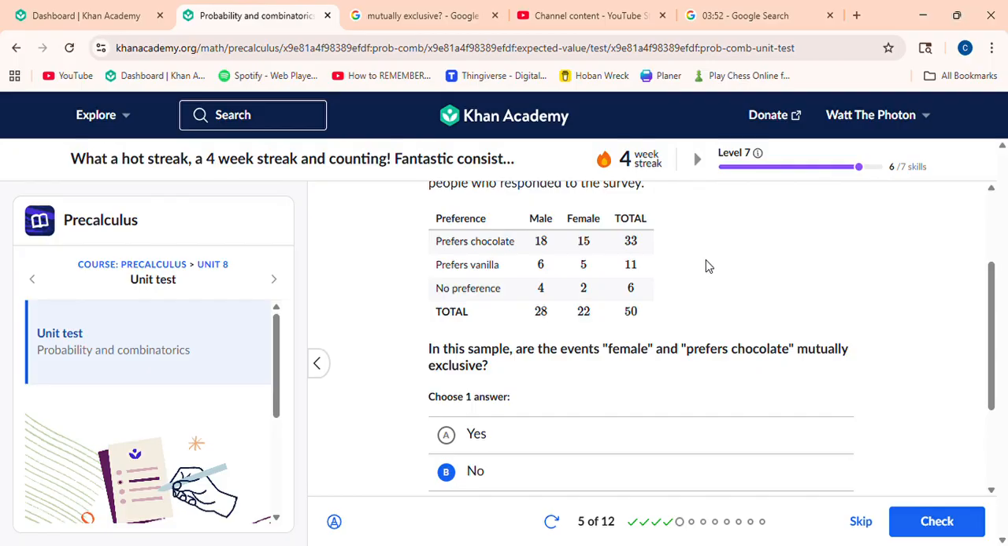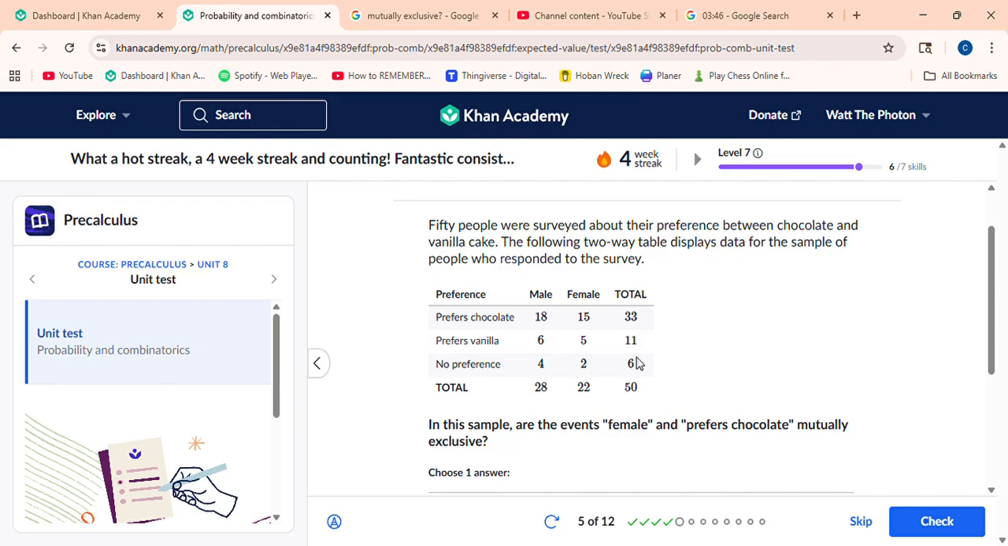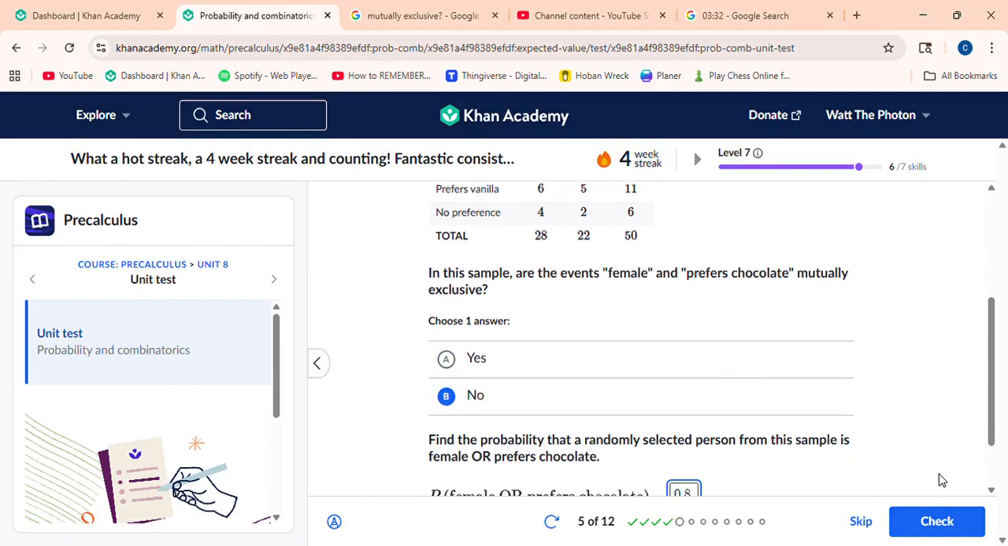18 divided by 50 plus this. 0.8, 0.8. 22 divided by 50, and then you have 18 divided by 50, 0.8.